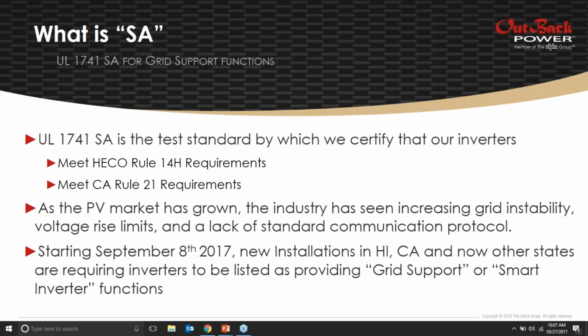So starting September 8th, new installations in Hawaii and California, and actually now other states, are requiring inverters to be listed as providing grid support or smart inverter functions. And I do want to say that this grid support only applies to inverters that you plan to interconnect with the utility, with the grid. This does not apply to off-grid systems. This only applies to interconnection. So if you have an off-grid system, this topic is not applicable.